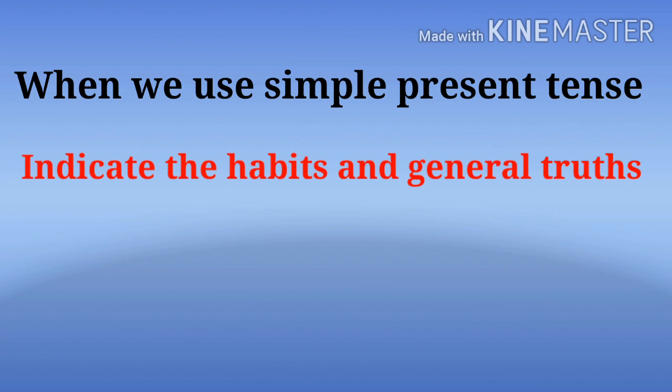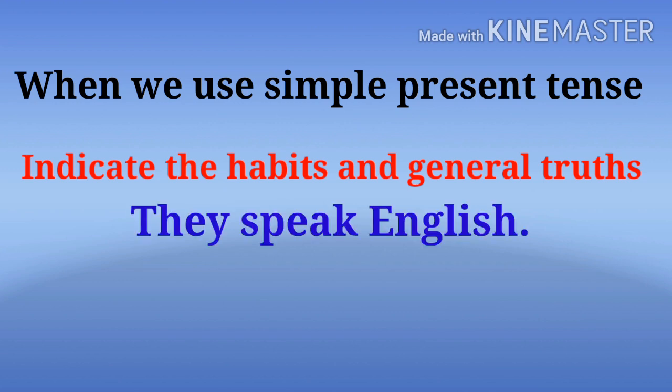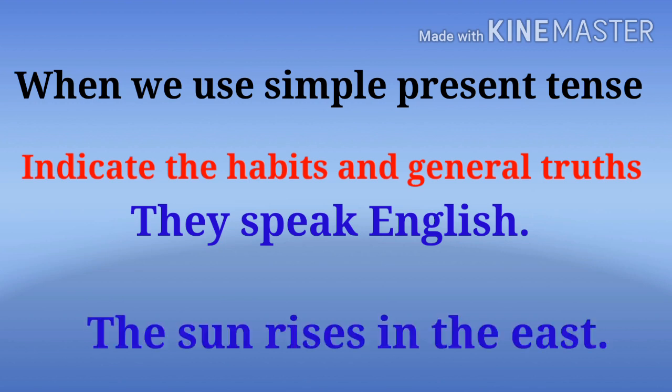Simple present tense is used to indicate habits and general truth. For example, they speak English. This sentence indicates the habit. Next example is, the sun rises in the east. This sentence indicates the general truth.